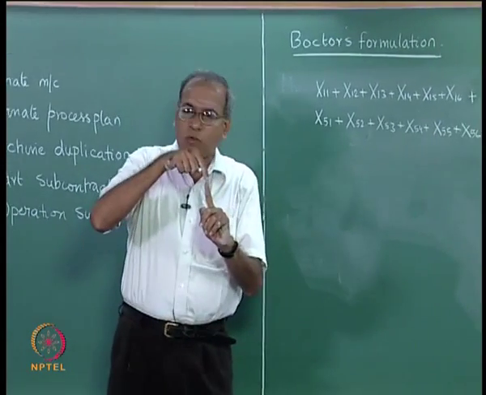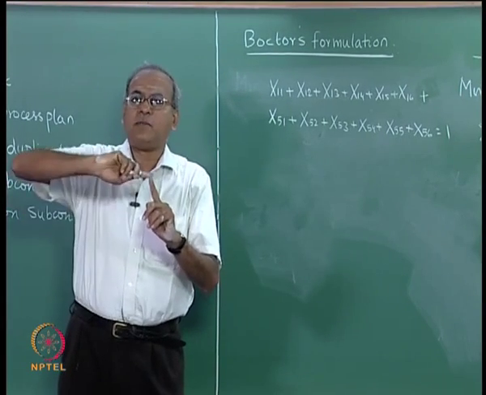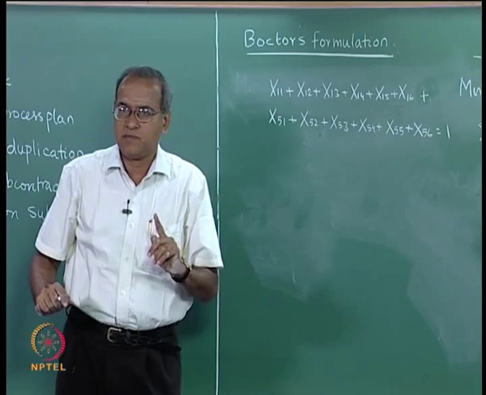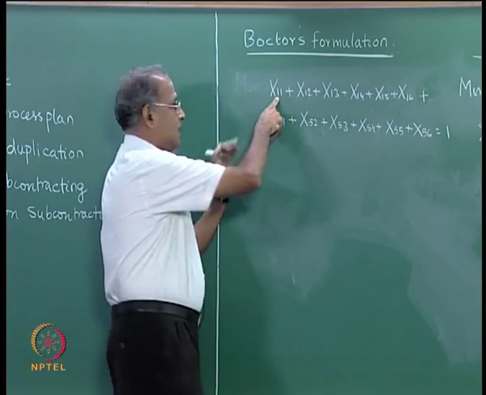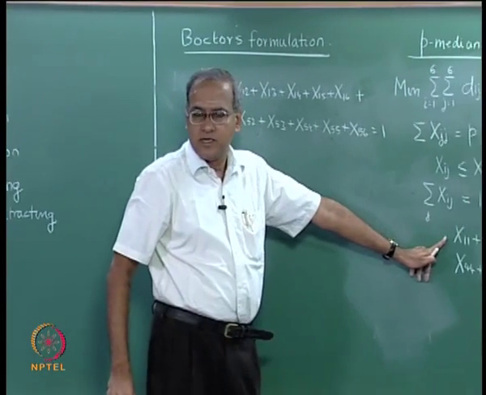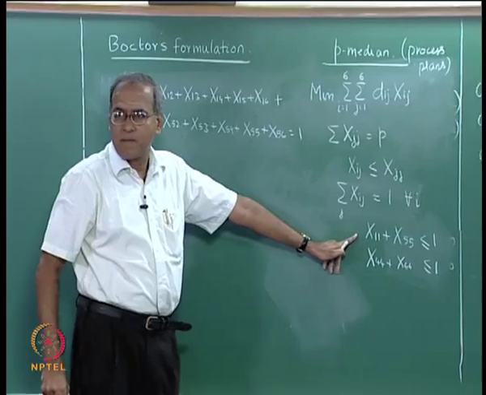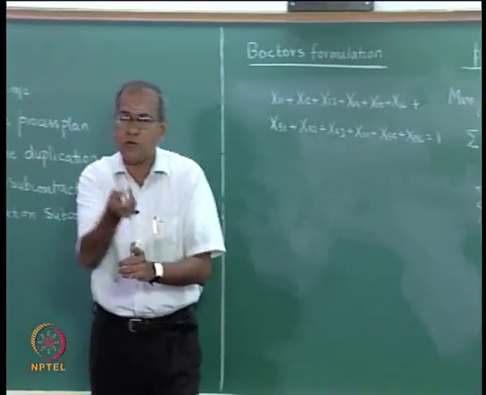Point number 1 can either be a median or will be assigned to another median. So it will be a median if x11 is 1. That will automatically ensure that x55 is 0, which will satisfy this. So 5 cannot become a median if 1 is a median. Similarly, if 5 becomes a median, 1 cannot be a median.